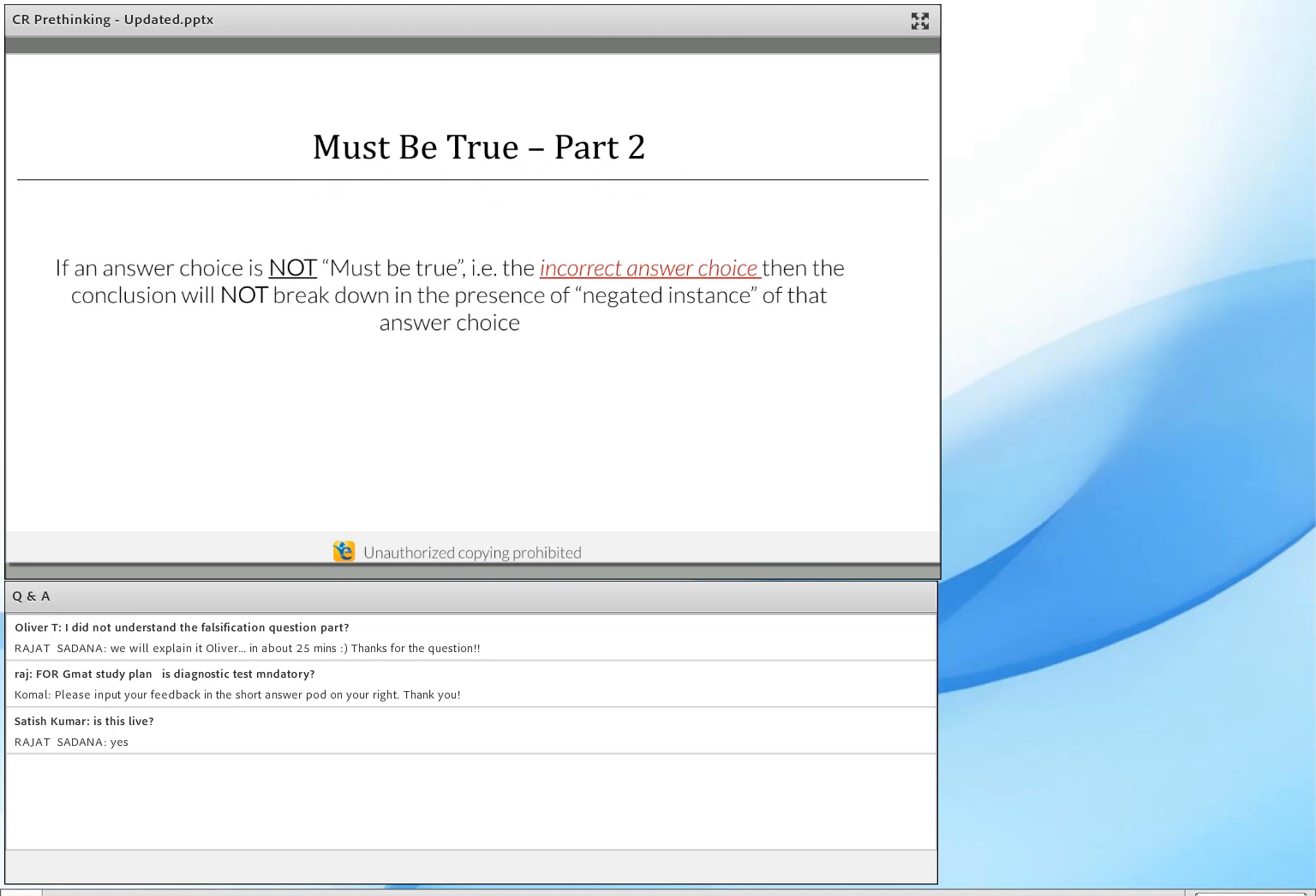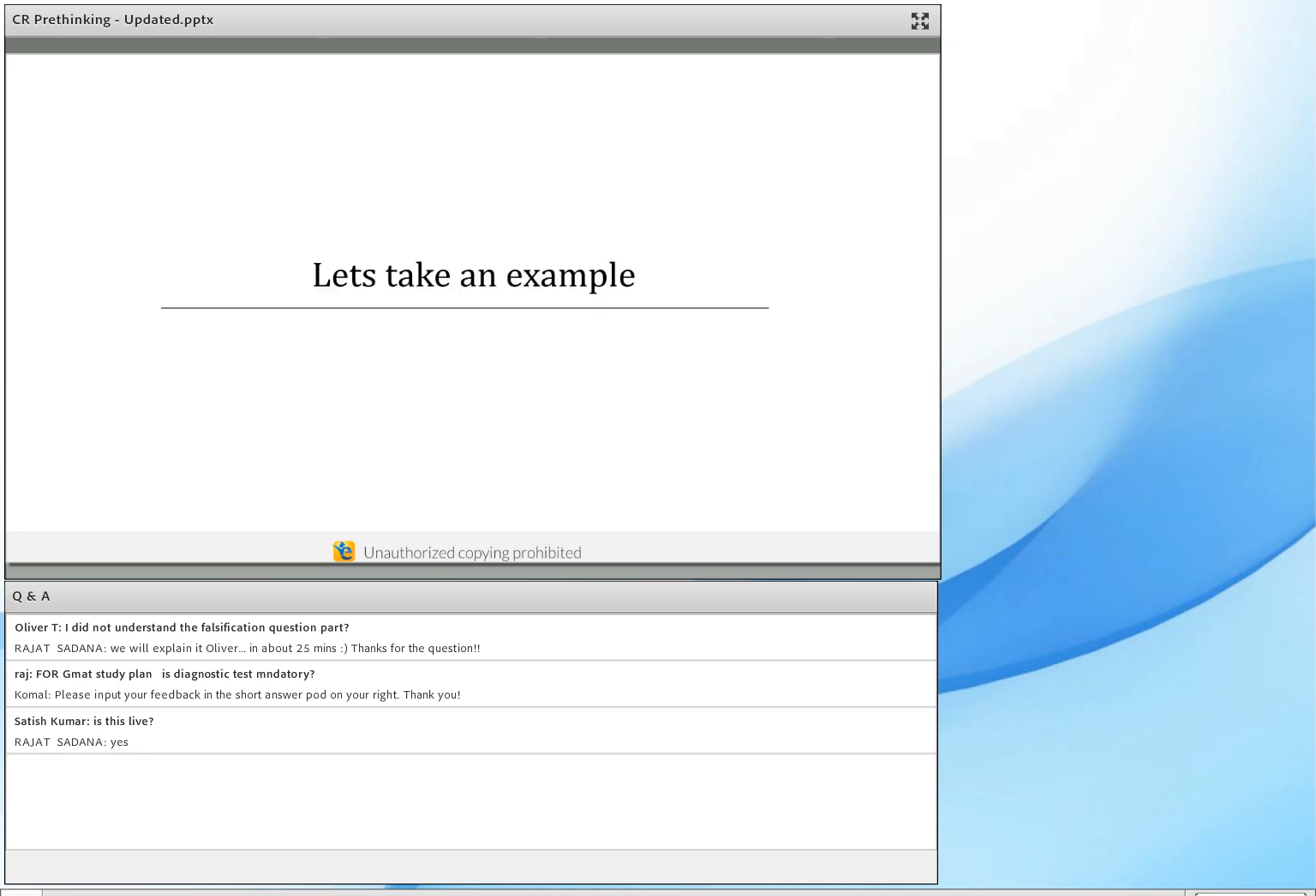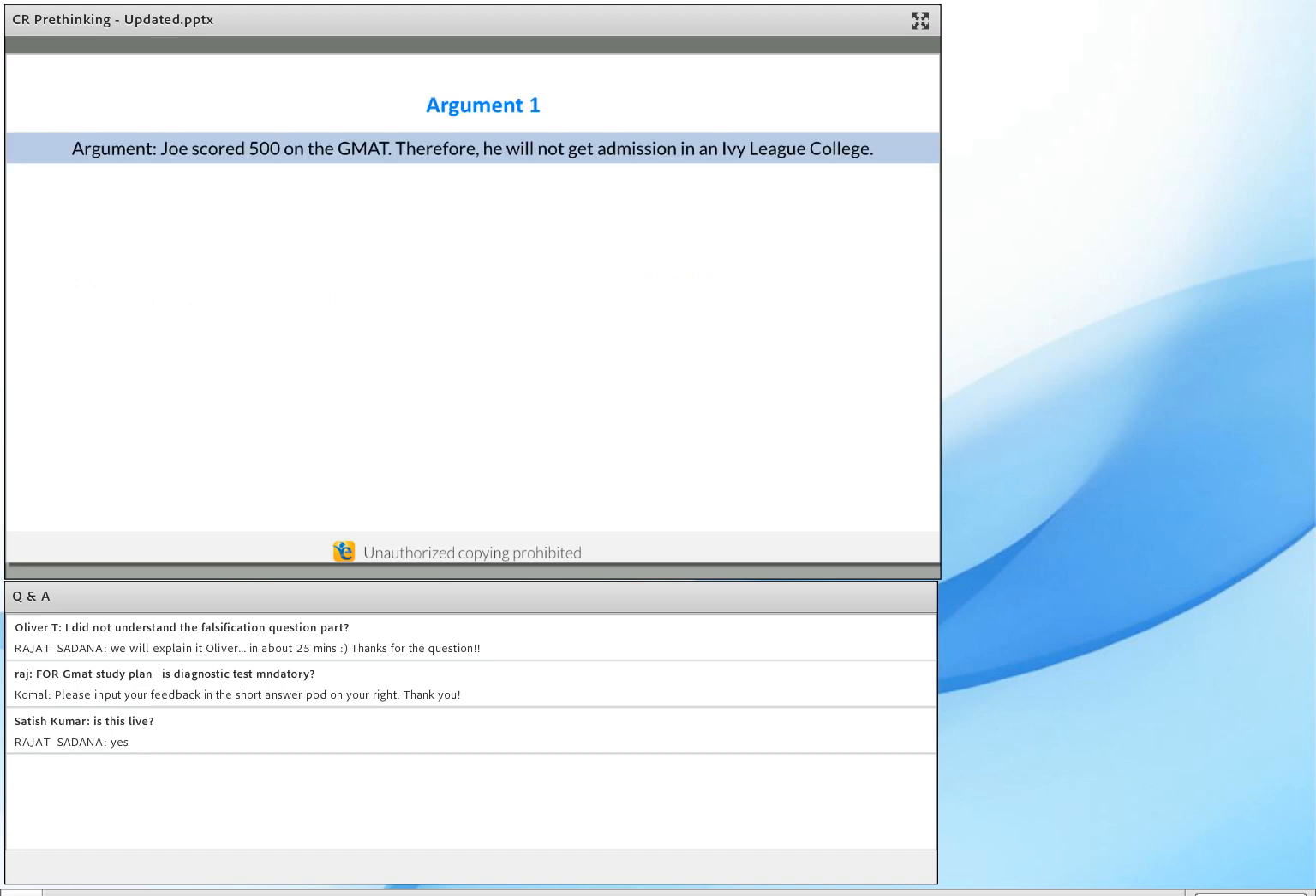Okay, let's go to must be true part 2. If the answer choice is not must be true, which means it's the incorrect answer choice, which is what confuses you, then the conclusion will not break down in the presence of the negated instance of that answer choice. Let's look at this, and we'll take the same argument, but a different answer choice. The answer choice is: a score of 500 on the GMAT is not a good score.